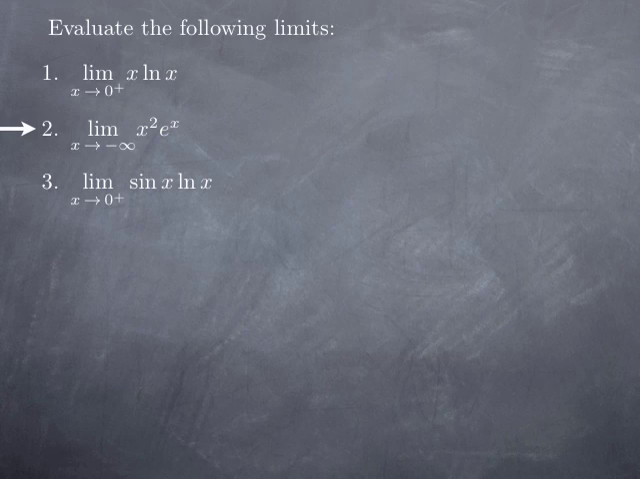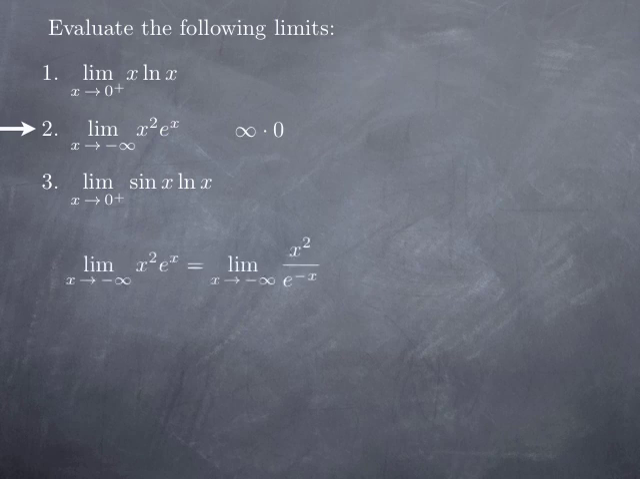In the second example, we're looking at the limit at negative infinity of x squared multiplied by e to the x. x squared goes to positive infinity, and if x goes to negative infinity, e to the x goes to 0. So we have an indeterminate form of the type infinity times 0.